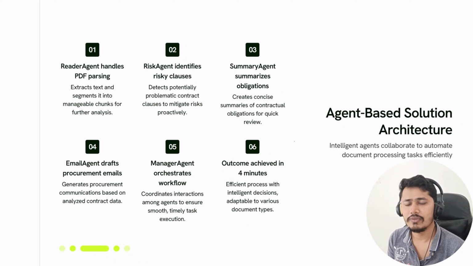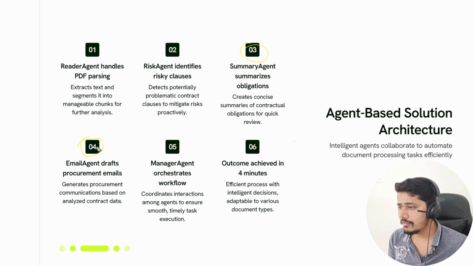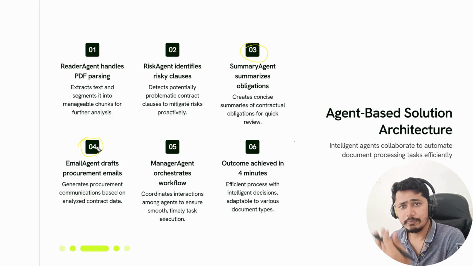In this case, organizations are currently using a PDF parser agent in order to read the content available from the PDF document. Second, you can see they have a risk agent which identifies the risk clauses. Then we have a summarizer agent that summarizes the obligations that are available. So the risk agent can identify the potential risks or problems in the legal document. The email agent will draft the procurement emails. The email agents are responsible for generating the drafts based on the requirement.